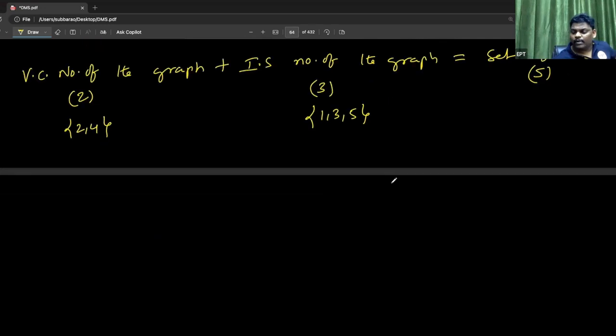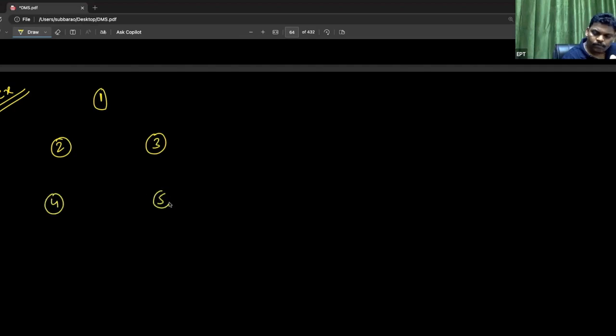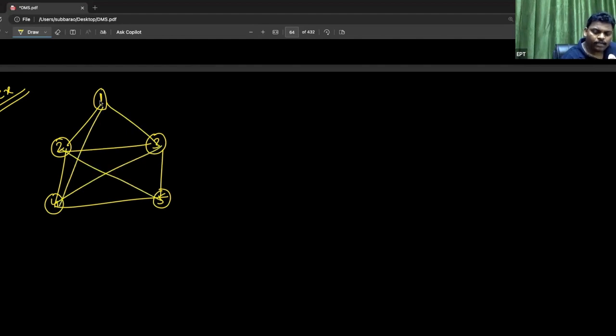Now, those people who are having small doubt also, I will give one more example. With this, it is over. You need not confuse. No need to think much: 1, 2, 3, 4, 5. Don't think much, just see the definition and check few examples. I am writing a complete graph. Everyone knows, it's a K5.